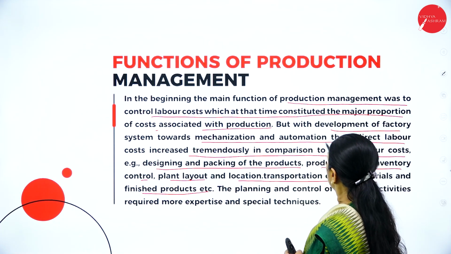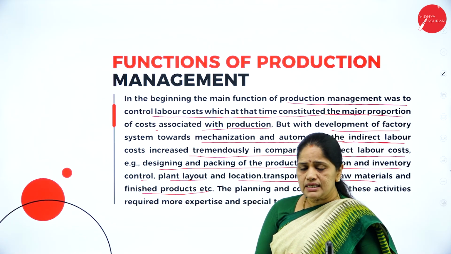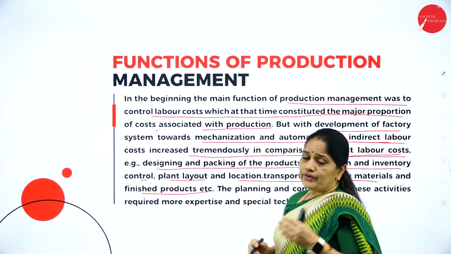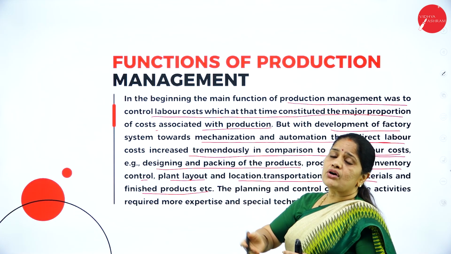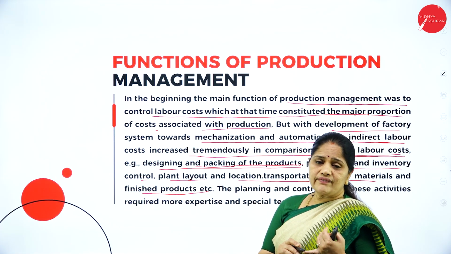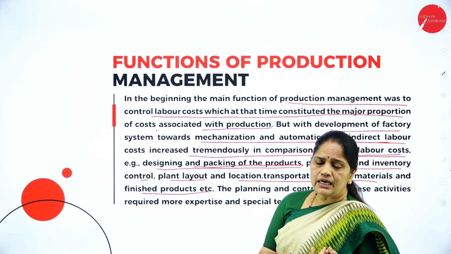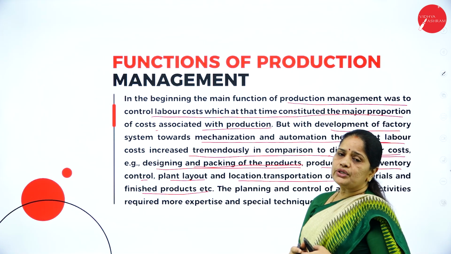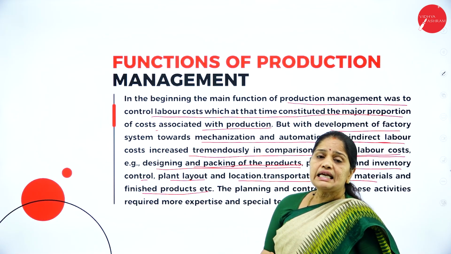But then what happened was, because of automation, etc., the indirect labor cost increased. Whatever they thought of reducing in labor cost was offset because the indirect labor cost increased in comparison to the direct labor cost. The direct labor cost was at a certain level, but because of mechanization and automation, the indirect labor cost increased tremendously. Why did it increase more? Because of the designing and packaging of the products, production and inventory control. What is production control? What is inventory control? That they had to look after. Plant layout and location: what plant layout do you need and where is the location of the plant? Transportation of raw materials and finished goods. So all these expenses increased tremendously.